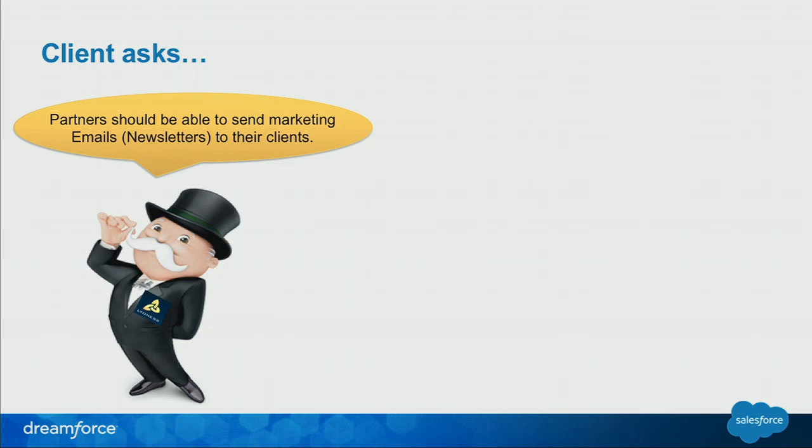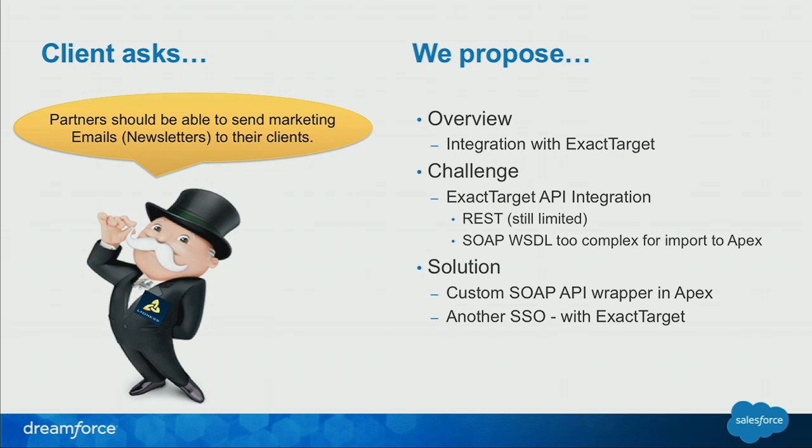Once we finished that, Lioness came back with new requirements. They wanted the partners to be able to send out emails to their clients. The partners had client data in Salesforce, and they wanted these partners to be able to filter those clients, create a target group, and send specific newsletters to these target groups. So what we proposed was to integrate with ExactTarget, because Salesforce will not be able to handle these volumes of emails.